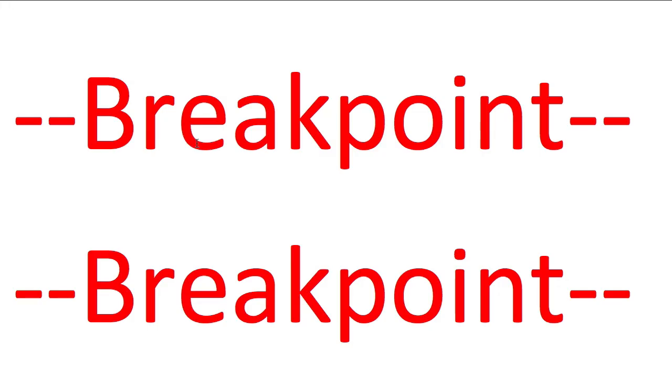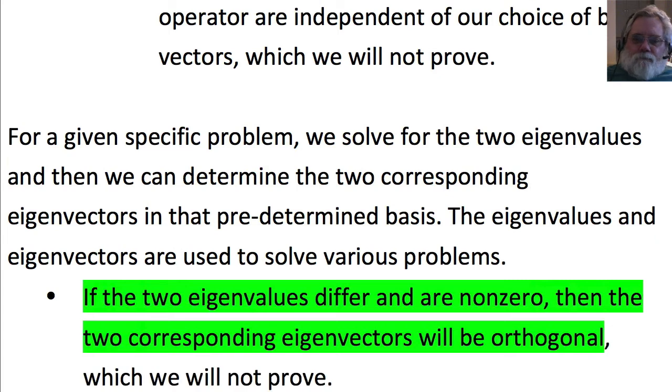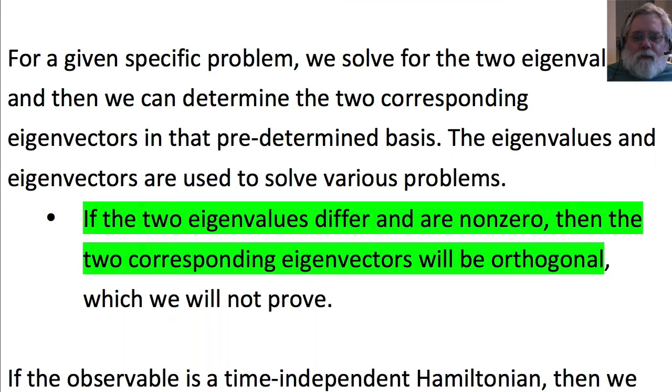This is a possible time to take a break. For a given specific problem, we solve for the two eigenvalues, and then we can determine the two corresponding eigenvectors in that predetermined basis. We're not going to show how to do that. It's not hard to do. We're not going to do that in general. We will do that for specific problems. Then the eigenvalues and eigenvectors are used to solve the problem. If the two eigenvalues differ and they're non-zero, then the two corresponding eigenvectors will be orthogonal, which we're also not going to prove.